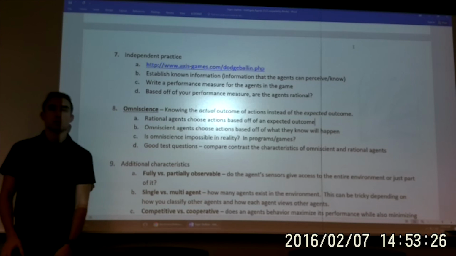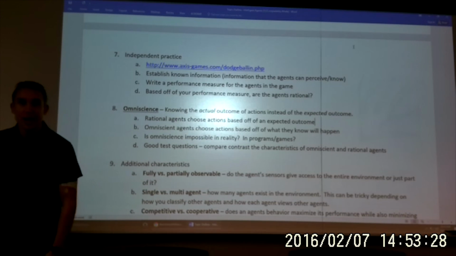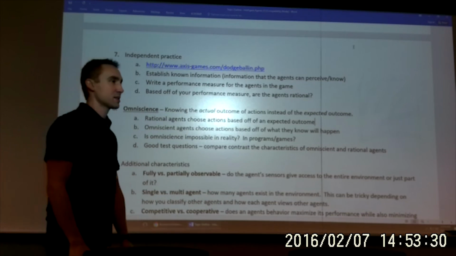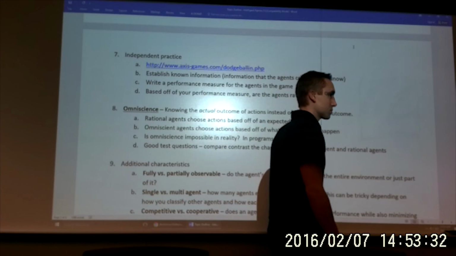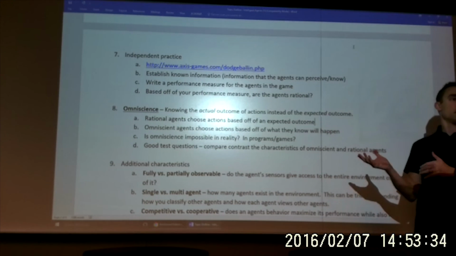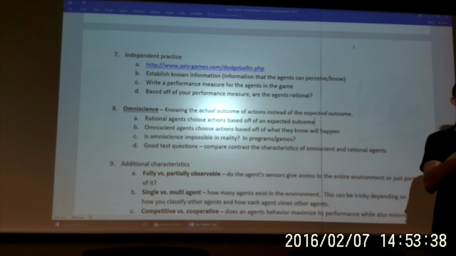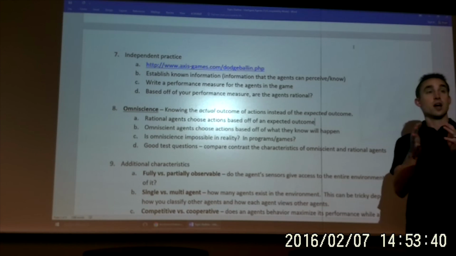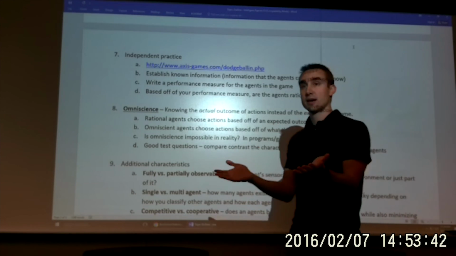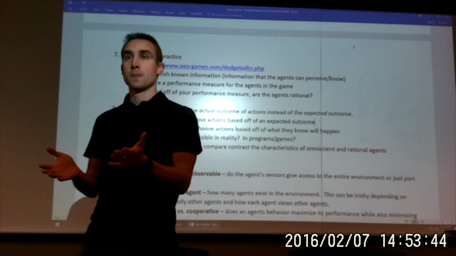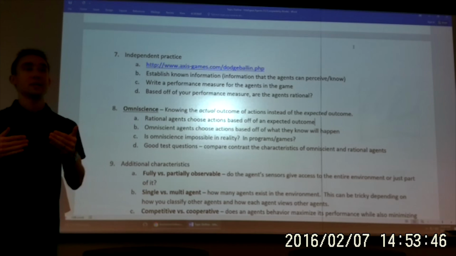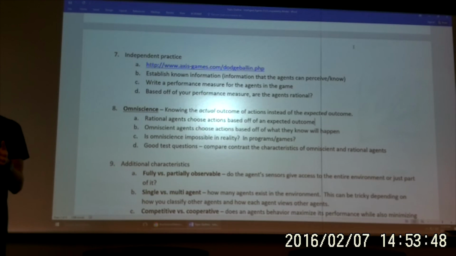Rational agents choose actions based off of expected outcomes. On the other hand, the omniscient agent chooses actions based off of what they know will happen. They know it's going to happen, so they're going to pick an action that's going to maximize their performance. There's no guessing involved. Right?